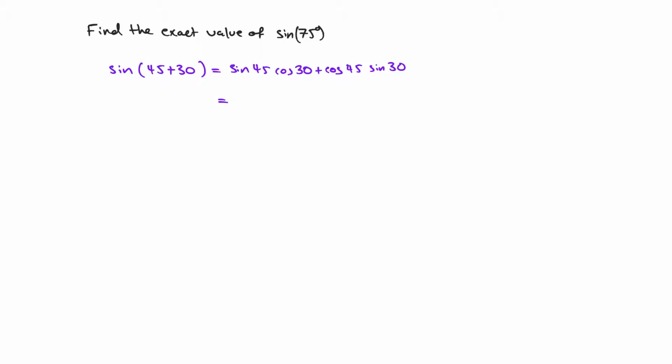We know that sine of 45 is root 2 over 2. Cosine of 30 is root 3 over 2. Cosine of 45 is root 2 over 2. And sine of 30 is 1 over 2. Now we can multiply these together. We would get root 6 over 4 plus root 2 over 4, and that's root 6 plus root 2 over 4.